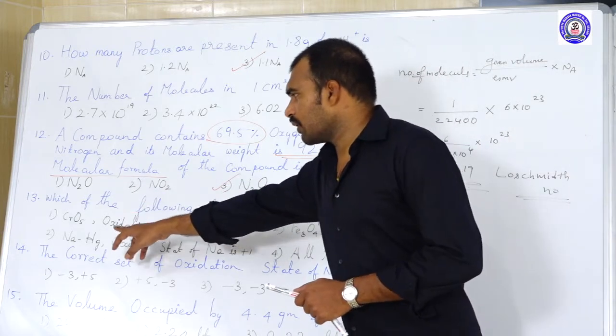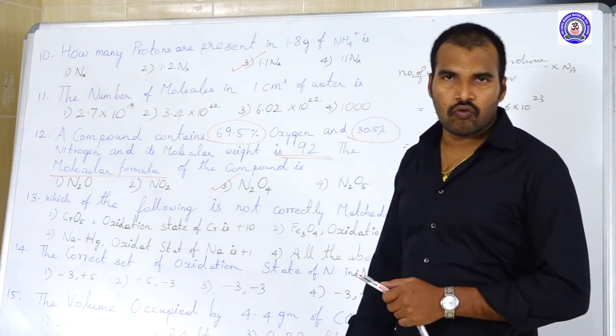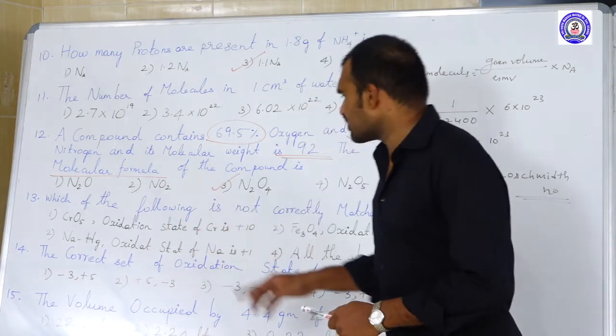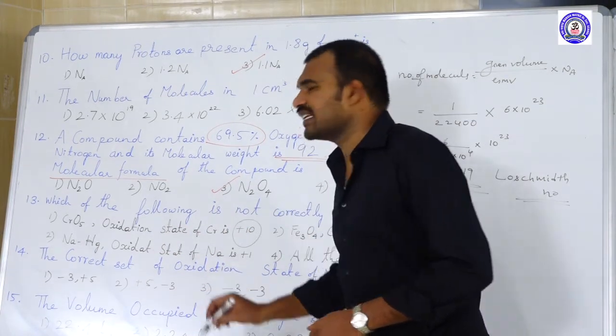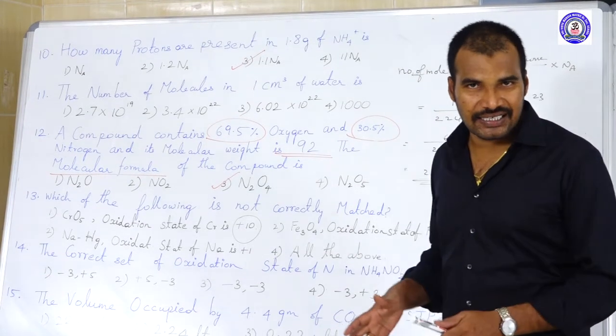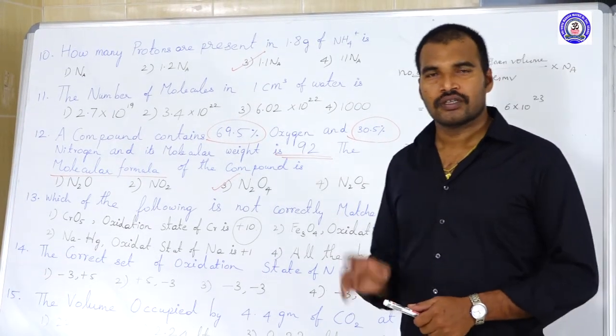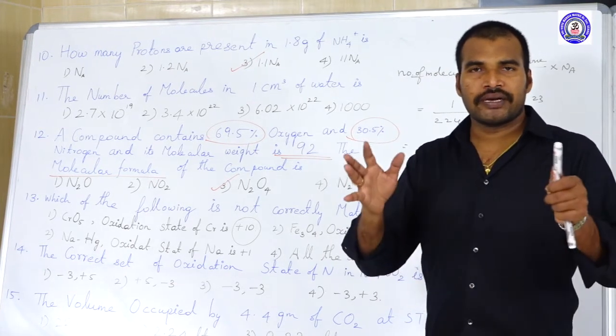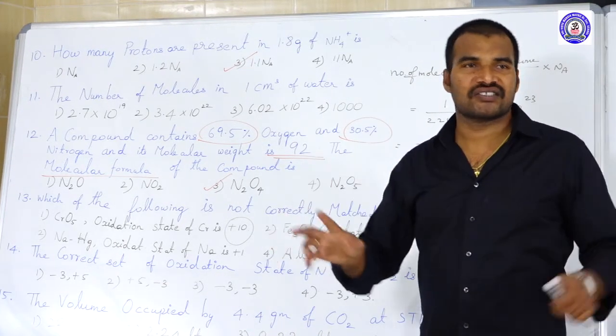In the first option, chromium pentoxide, CrO5, they mention the oxidation state of chromium is plus 10. Is the chromium oxidation state plus 10 in chromium pentoxide? No. The chromium pentoxide structure is a butterfly structure.